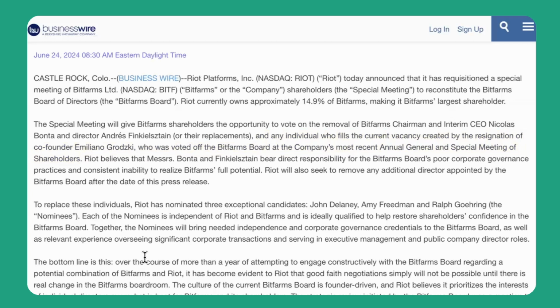Each of the nominees is independent of Riot and Bitfarms and is ideally qualified to help restore shareholders' confidence in the Bitfarms board. Together, the nominees will bring needed independence and corporate governance credentials to the Bitfarms board, as well as relevant experience overseeing significant corporate transactions and serving in executive management and public company director roles.